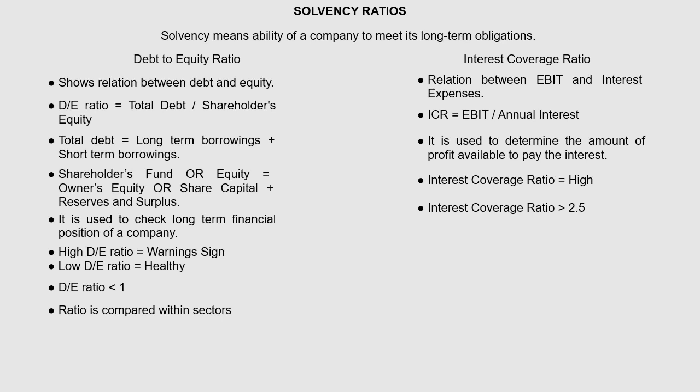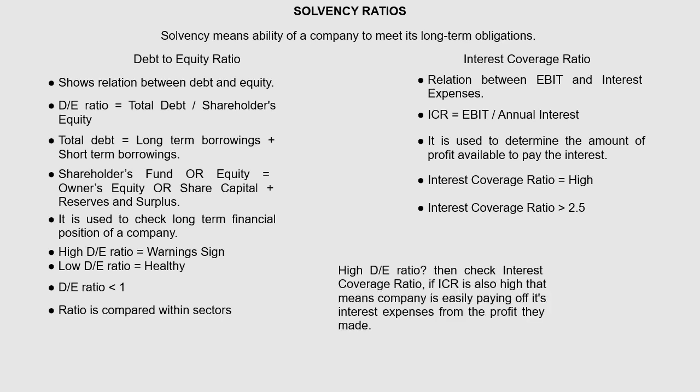Debt to equity ratio and interest coverage ratio are related to each other while analyzing. If a firm's debt to equity ratio is high because the firm mostly takes debt to expand, don't worry, settle down and check its interest coverage ratio. If the interest coverage ratio is also high, that means the firm is making enough profit that it can pay off its interest easily.